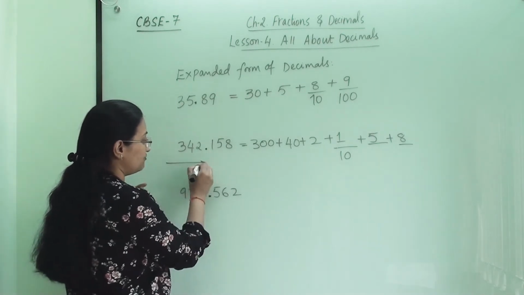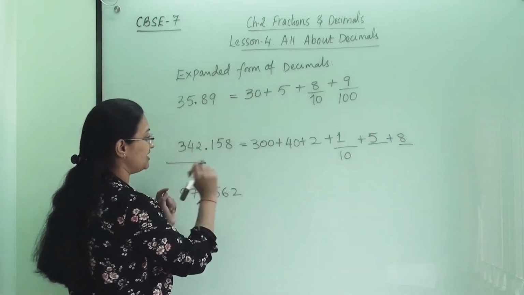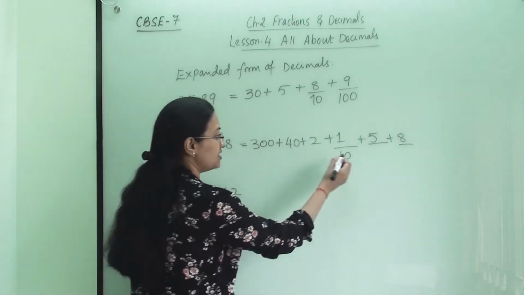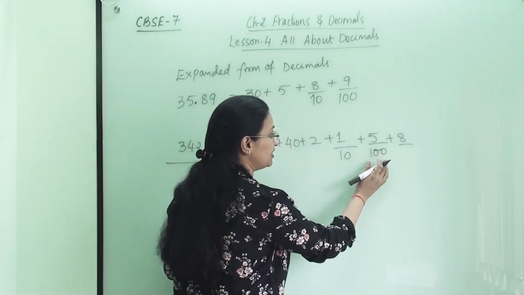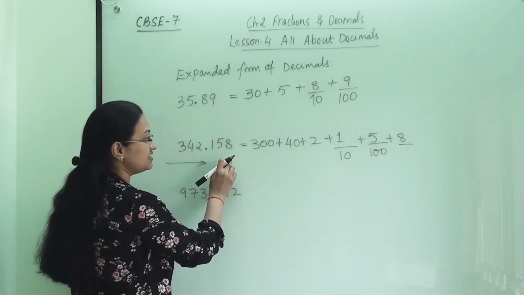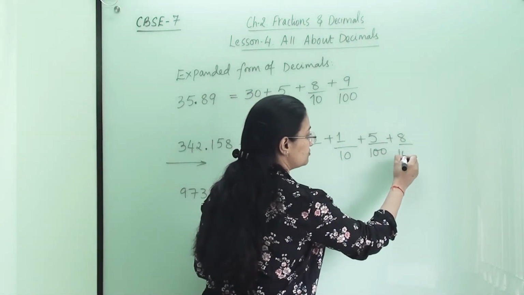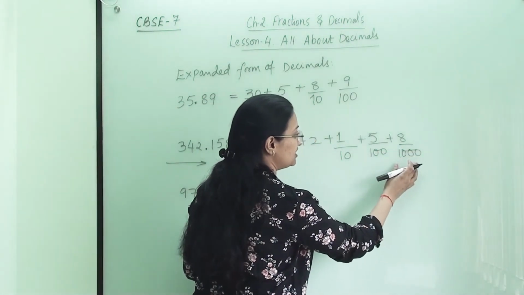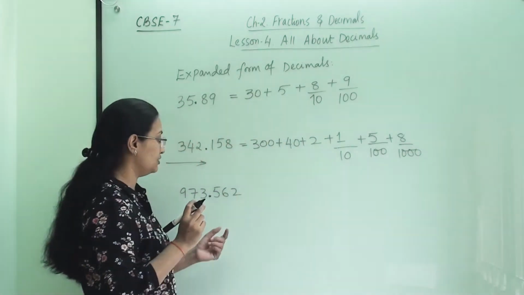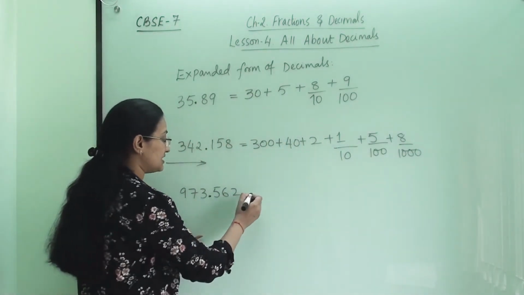5 is the second number after the decimal. So we are counting from the left side. So 5 is the second number, so 2 zeros, so 100 will come into the denominator. 8 is the third number, so 3 zeros into the denominator, that means 1000 in its denominator.